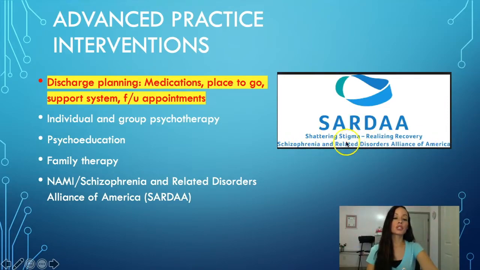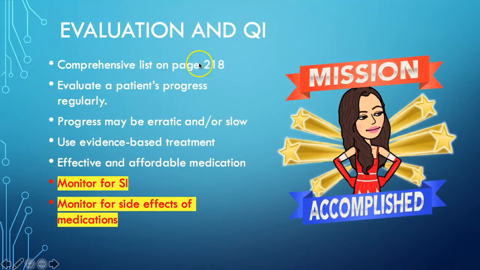And then there's groups such as SARDA, Schizophrenia and Related Disorders Alliance of America. There's individual and group psychotherapy, psychoeducation, family therapy, which is very beneficial. One of the textbooks that I was reading just discusses the family member having an aha moment when they went to these therapy groups. Evaluation and quality improvement: you want to evaluate a patient's progress regularly. Their progress may be erratic and/or slow. You want to use evidence-based treatment. Monitor again for suicidal ideation and for side effects of medications.